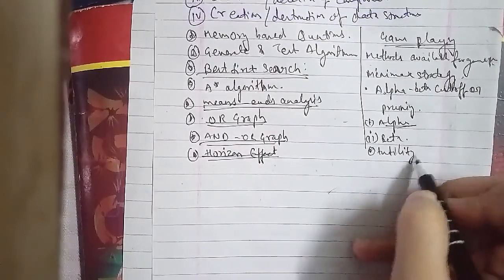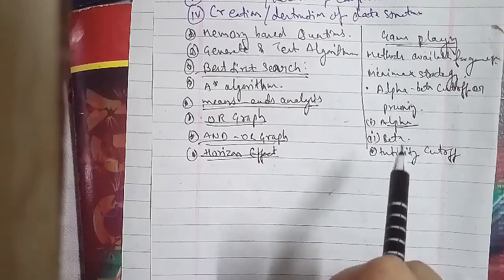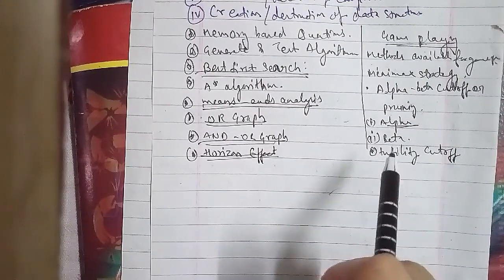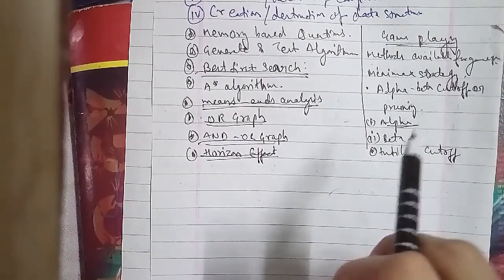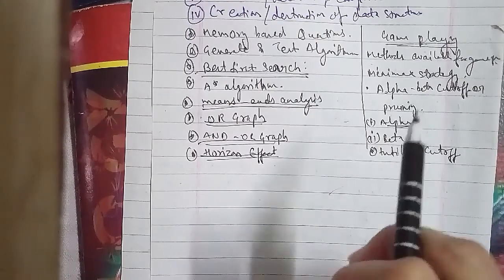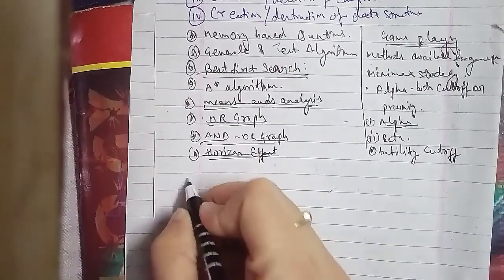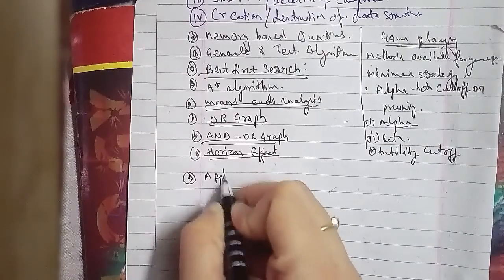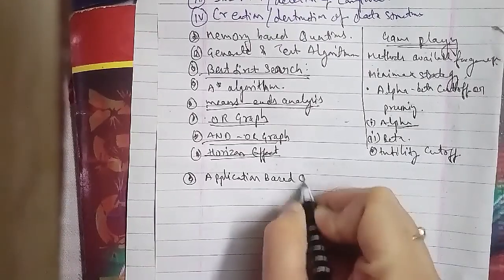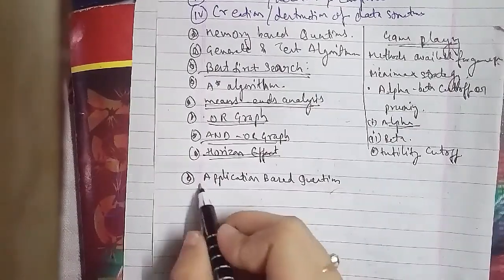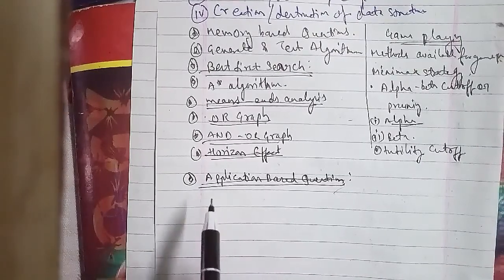Let's go ahead with another one, on the basis of application-based questions. The first application-based question: design a search tree for finding a route from A to G. The initial state would be A. After expanding A, we then expand B, so we'll go ahead and solve it to see how we do that.